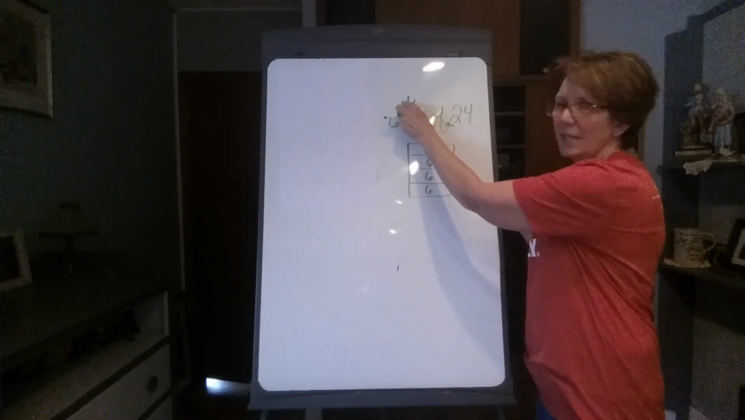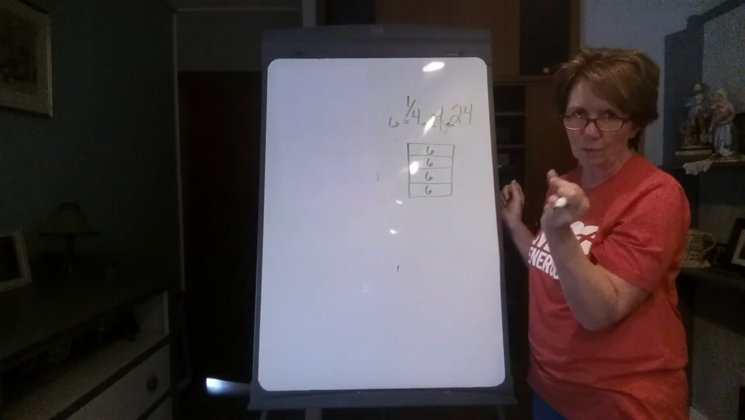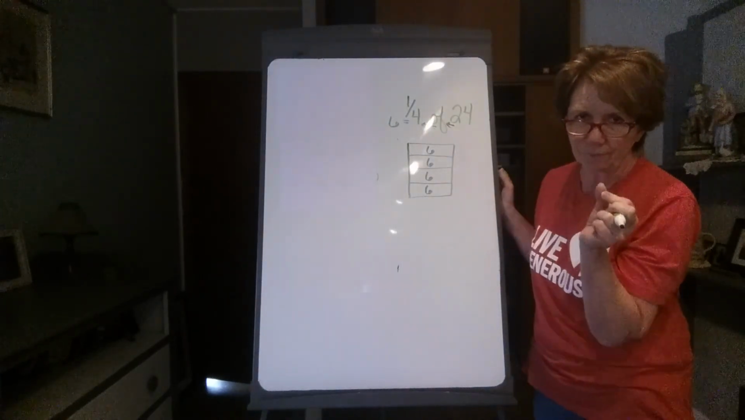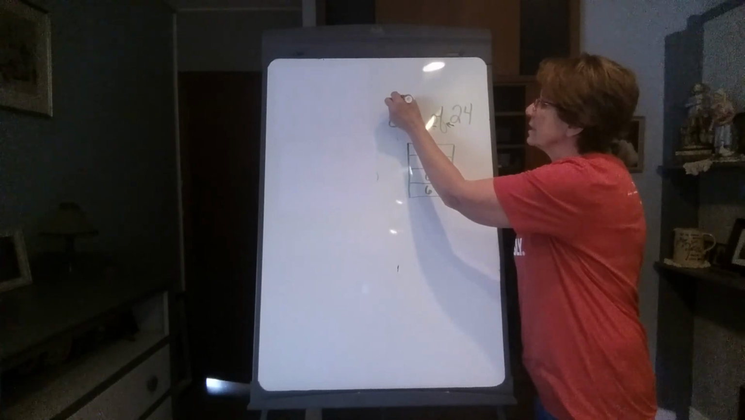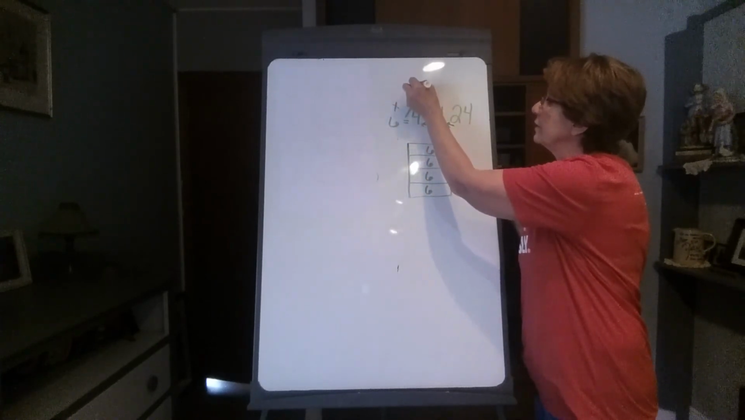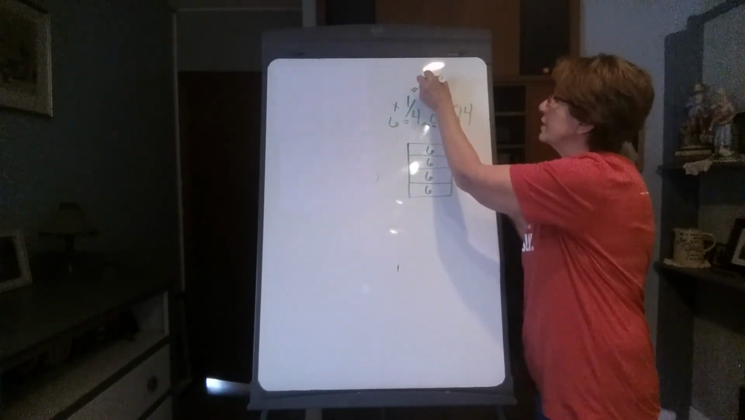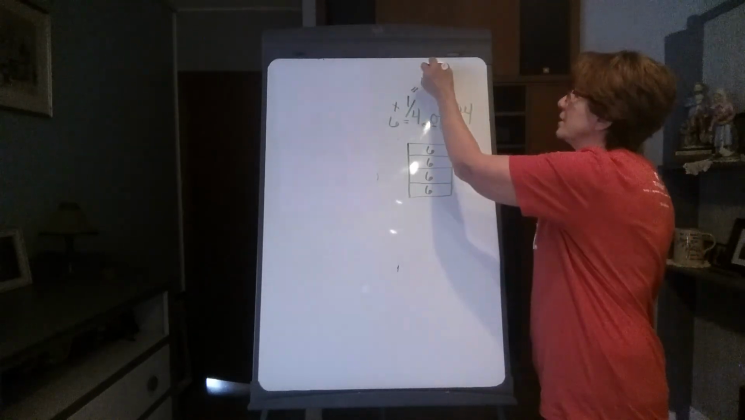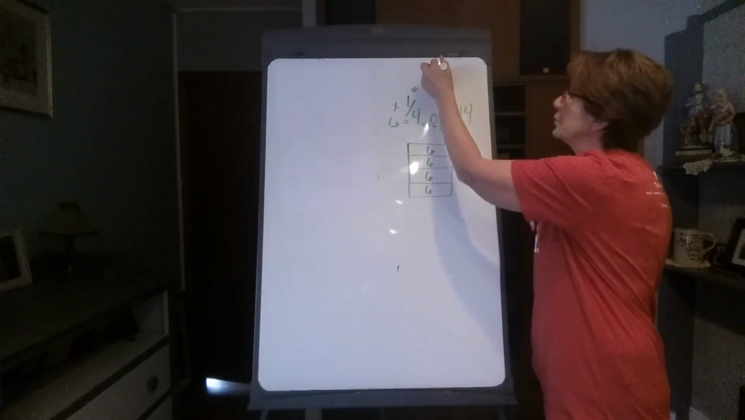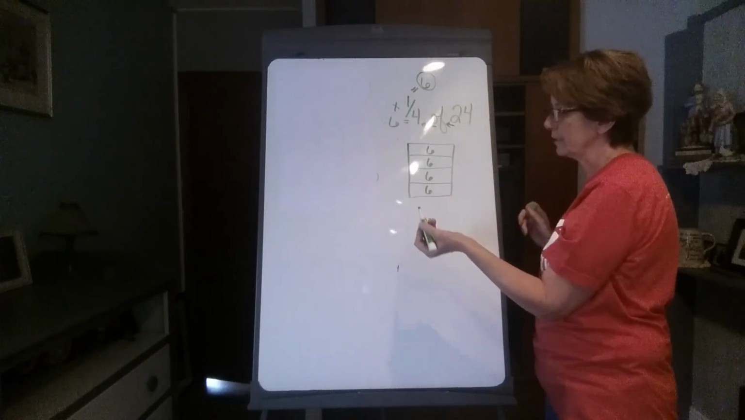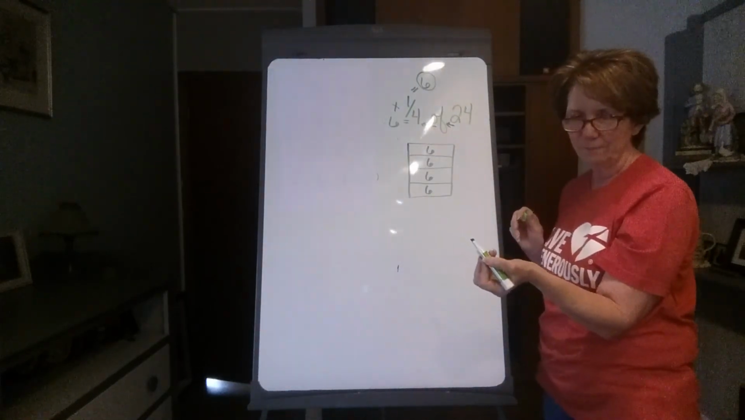Now, just in case the numerator is something other than 1, I want you to learn this step too. So then you take 6 times the numerator, and your answer is 6. So 1/4 of 24 equals 6. Okay?